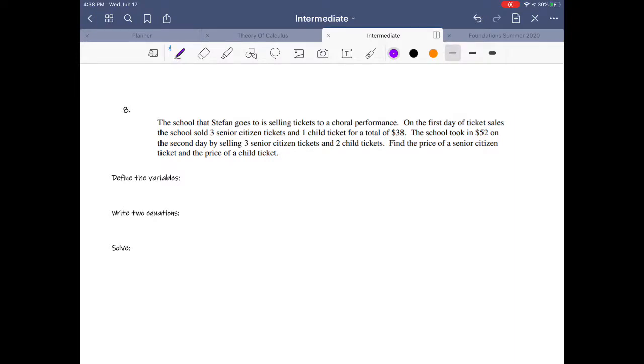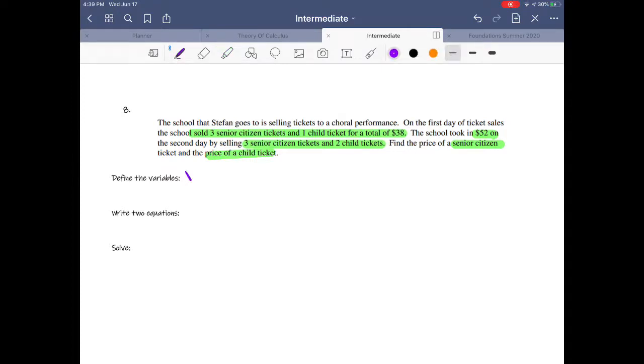Okay, that's a lot of words. So he's selling tickets, and on the first day, they sold 3 senior and 1 child ticket for $38. On the next day, for $52, they did 3 senior and 2 child tickets. Now we're finding the price of the senior ticket and the child ticket.